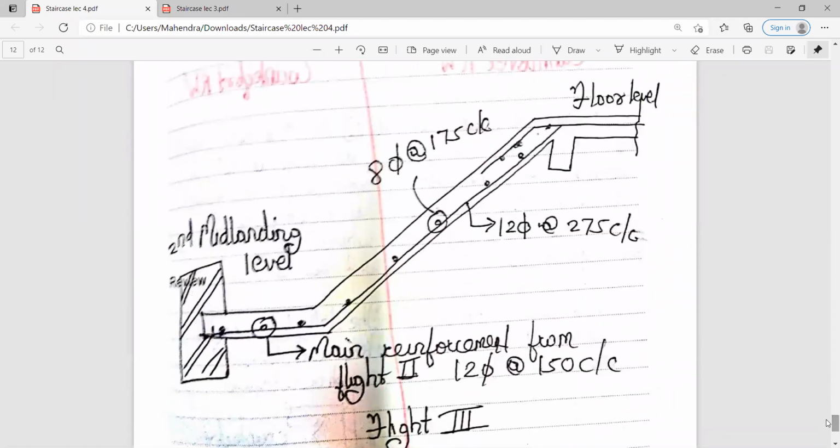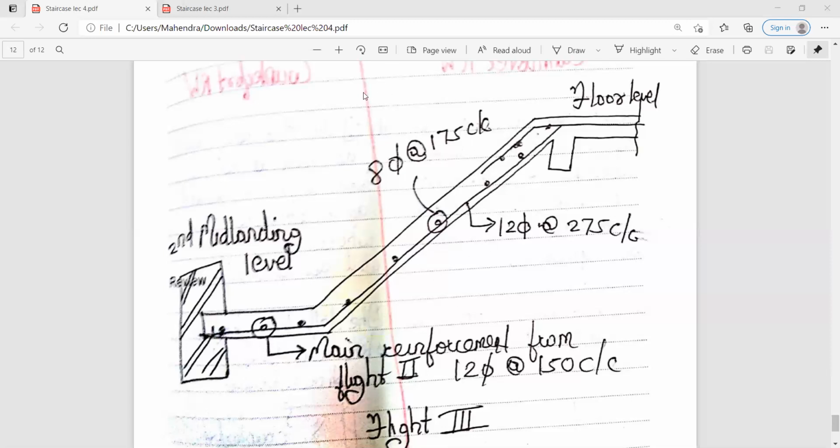Then for flight 3, the second mid landing level is there and the main reinforcement is provided, that is 12 phi at the rate of 150 millimeter center to center, and this is your secondary reinforcement, that is 8 phi at the rate of 175 center to center, and this is floor level. So as they told you in the question, you have to do the detailing for the 3 flights. So we have done the detailing for the 3 flights, and both main reinforcement and secondary reinforcement are provided over there.